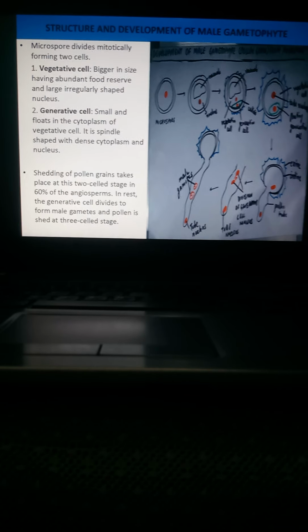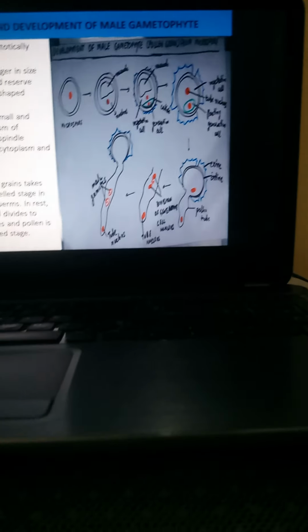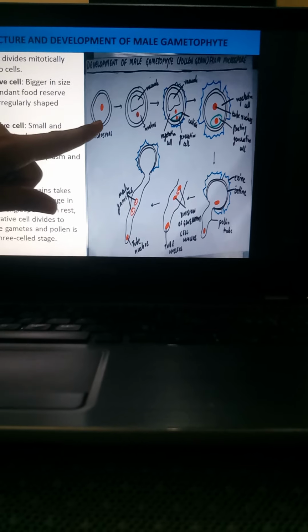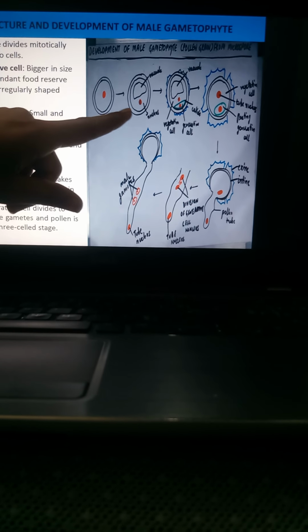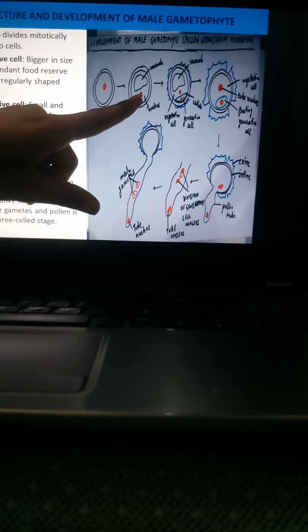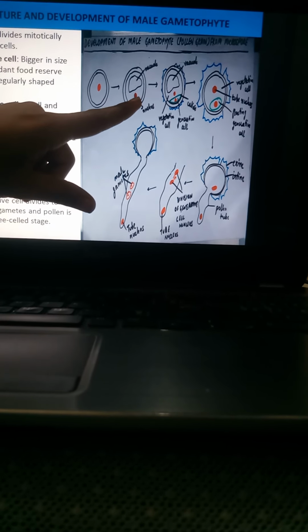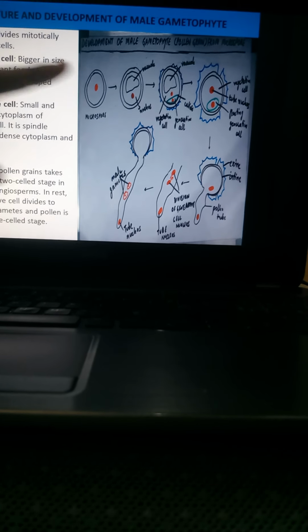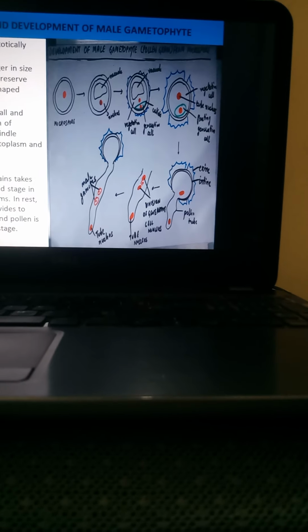So here in this diagram we can see how the microspore develops into the pollen grain. So microspore is present here, you can see. Now inside the microspore a large vacuole is formed which displaces the nucleus to one side. This nucleus which is displaced to one side now undergoes a mitotic division. Mitotic division means both the nuclei have received the same amount of genetic material.